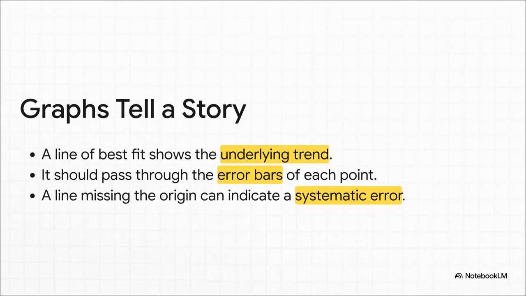A good graph tells you a story about your experiment's quality. When you plot your points, you should include their error bars. Your line of best fit should then, ideally, pass through every single error bar. And here's a pro tip. If the physics says your line should go through the origin, 0, 0, but yours clearly misses it, that's a massive flashing sign that you have a systematic error in your experiment, like a zero error.